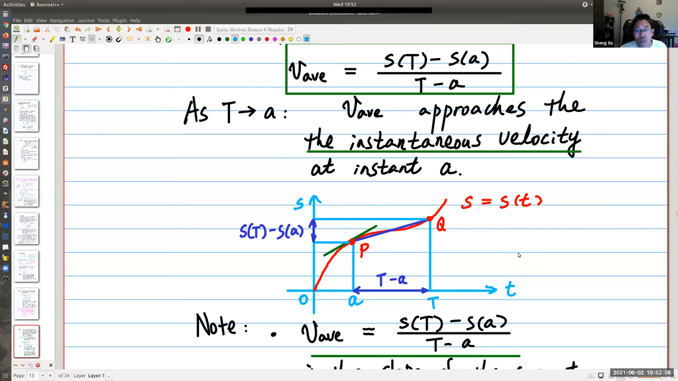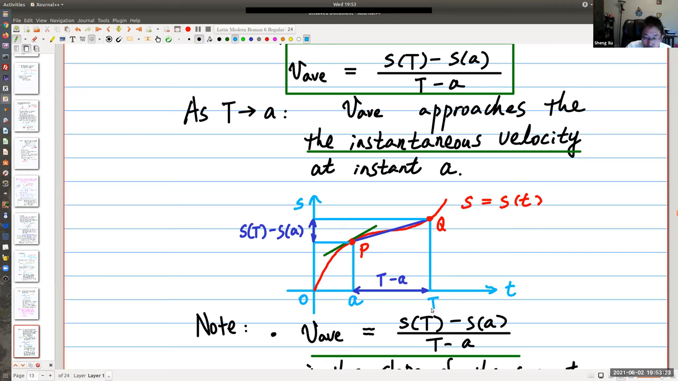So then what's the average velocity? We know it is the difference of the Y coordinates divided by the difference of the X coordinates. So that's the average velocity: S of capital T minus S at A over T minus A. What's that? That's just the slope of that thickened line through P and Q. You see that?